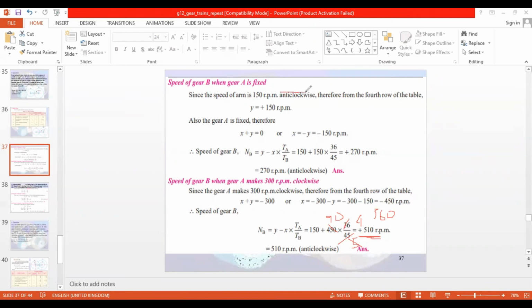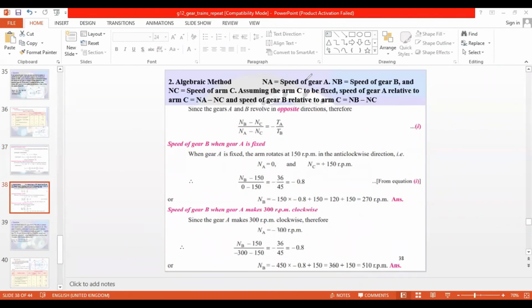Now you got the answer as plus, that is 510 rpm. Plus means anticlockwise, according to what you have taken. So your B is rotating in the anticlockwise direction. B is making a motion of 510 rpm anticlockwise. So this is usually how we do the tabular method.